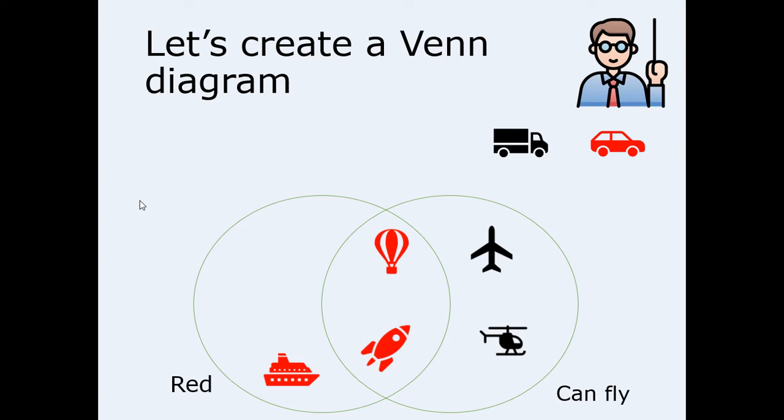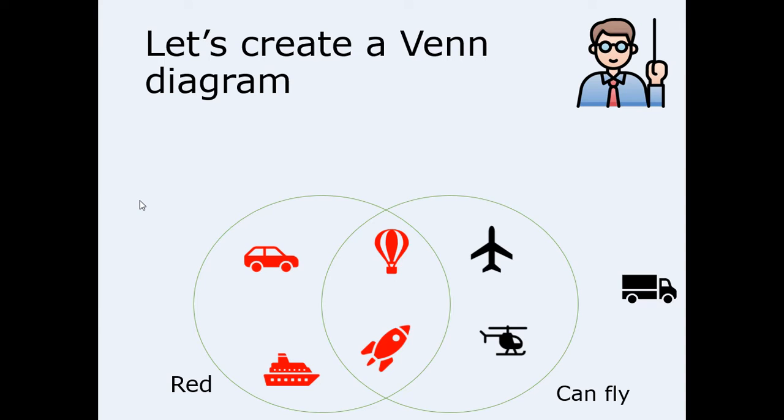The truck is black, so it's not red, and it can't fly, so it doesn't go in either circle. So something that's not covered by either circle is going to go somewhere outside of both. And finally, we've got the red car, which is something that's red and can't fly, so that's going to have to go in that circle there.